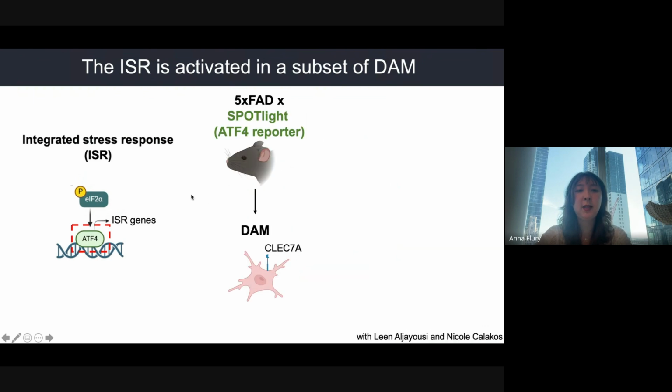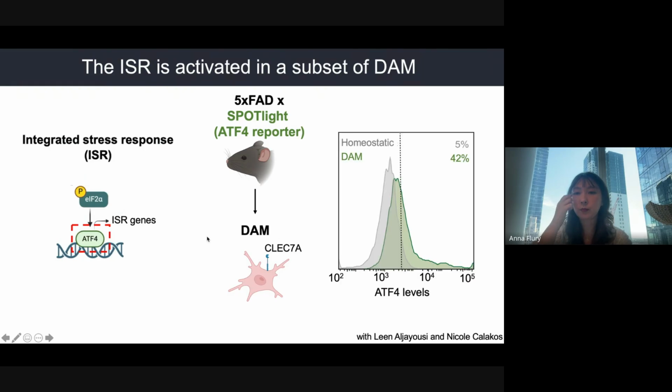And then we also tested this at the level of ATF4. So to do this, we crossed our 5xFAD amyloid mouse with a reporter of ATF4 called Spotlight. And then we could isolate, using fluorescence-activated cell sorting, our disease-associated microglia based on their gene expression, and then look at levels of ATF4 using the Spotlight reporter that was crossed into this mouse. And what we found was that around 40% of our disease-associated microglia had elevated levels of ATF4. So this was a similar proportion to dark microglia and similar proportion to what we saw before with phospho-EIF2 alpha.